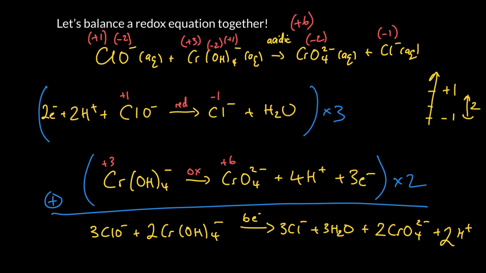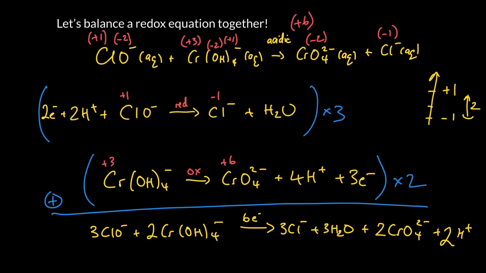And I've got waters on one side, not the other, so I don't think there's any more cleanup I need to do. It was under acidic conditions, so I think we're good at this point. But we should probably double check its balance. So we've got 3 chlorines and 3 chlorines. We've got 3 oxygens there. We've got 4 inside every one of those chromates, 2 of them means there's 8 oxygens, plus those 3 is 11.